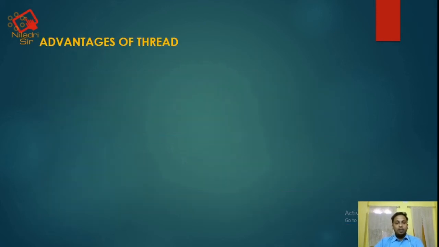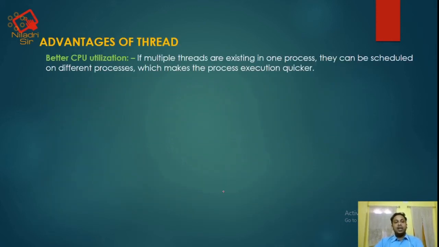Next we come to the advantages of threads. Number one is better CPU utilization. If multiple threads exist in one process, they can be scheduled on different processors, which makes the process execution quicker. As I told, a process consists of multiple threads, so they can work simultaneously or in parallel, so the CPU utilization will be much faster and the whole process is executed faster.